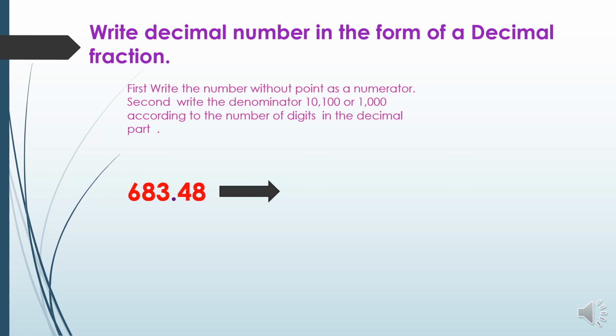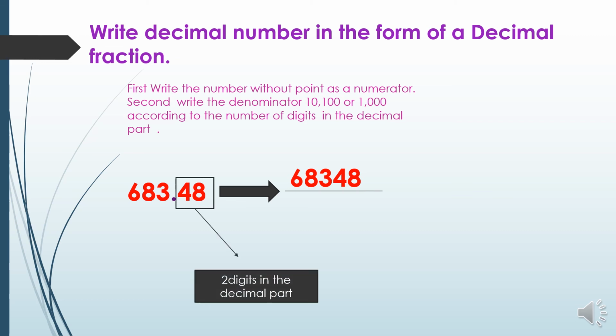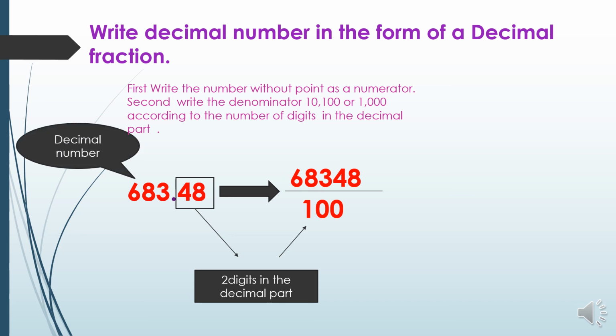Then, here we have, I will write it as it is here, 68,348 over, how many digits do we have here? Two digits in the decimal part. Then we have to put two zeros beside the one to get over 100. That's it. This is the decimal number and this is the decimal fraction.